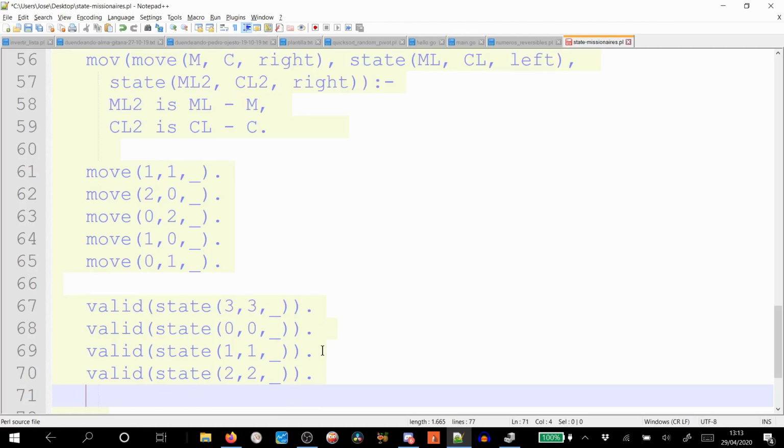1 and 0, 2 and 1. Valid state 1 and 0? That means on the other side will be 2 missionaries. I think that is not valid. It's not valid because on the other side will be 2 and 3. So that is not valid. What more do you think will be valid? Valid states: 3 3, 0 0, 1 1, 2 2. What more?